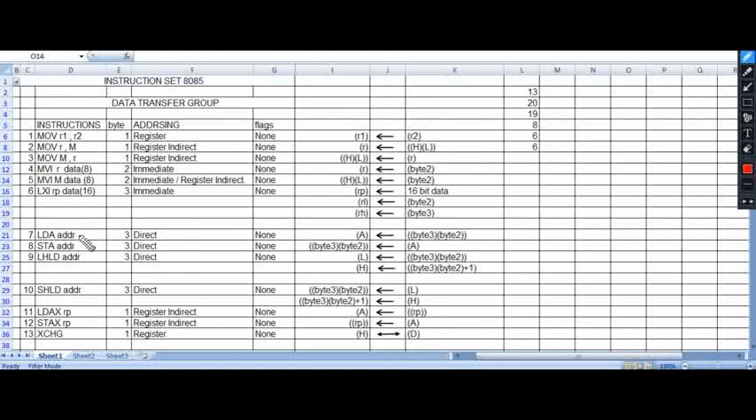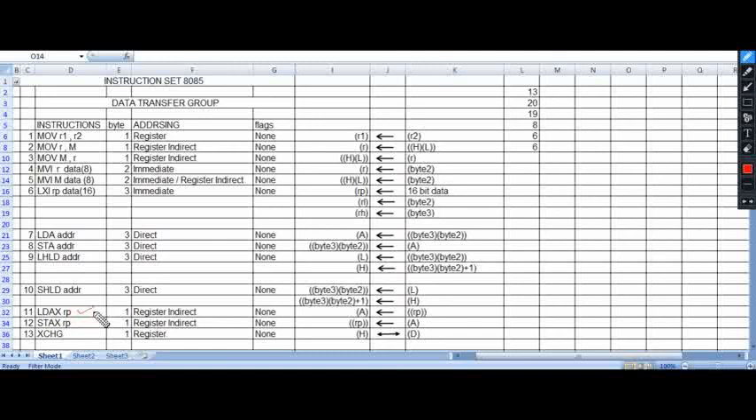Number is brought to the accumulator: the second and third bytes give the address, and from that address the number is brought to the accumulator. Number from the accumulator is stored to memory. Number from memory is brought to registers H and L, and the number from the register pair is transferred to memory. The HL register pair is transferred to memory. Number is brought to the accumulator from memory.